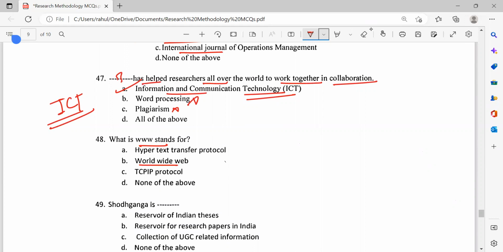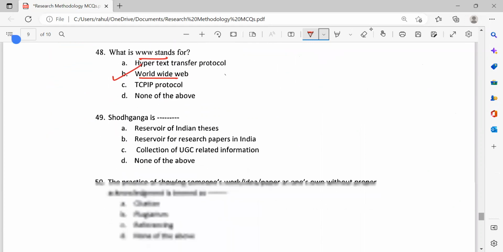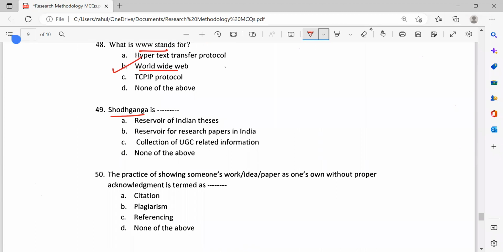Question number 49. Shodh Ganga. All the theses which have been published yet are with the Shodh Ganga. Shodh Ganga is reservoir of Indian thesis, right? Okay, the practice of showing someone's work or idea as one's own without proper acknowledgement is termed as plagiarism. Plagiarism is the correct technical word for it, right, guys?